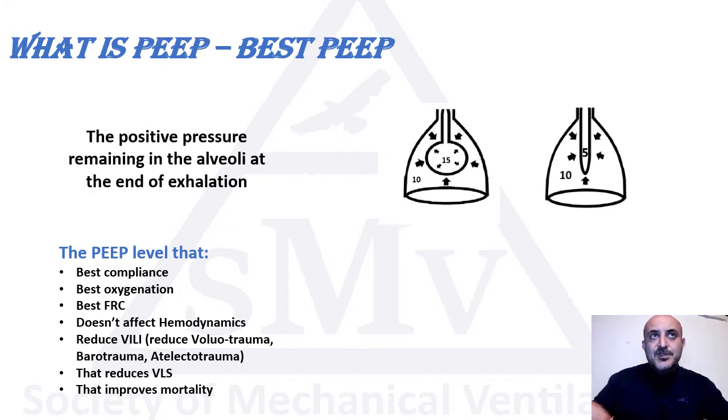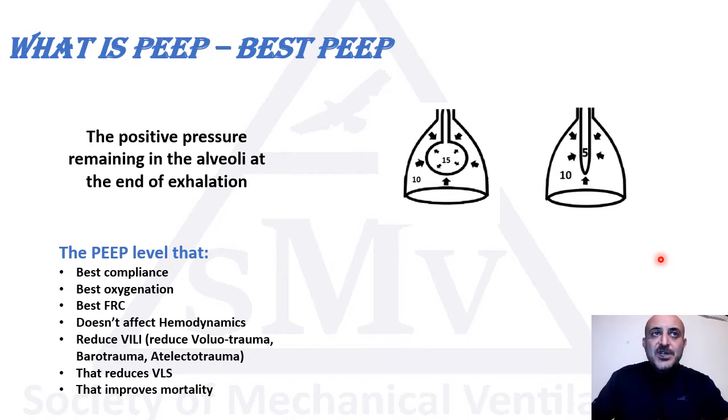PEEP is the positive airway pressure remaining in the alveoli at the end of exhalation. If you look at this slide, you have a PEEP of 15 and the pleural pressure outside of the alveoli is 10, so the alveolus is open at the end of exhalation. It's a stable alveolus. Versus the example on the right, where the PEEP is 5 and there are 10 centimeters of pressure from outside, so that alveolus will close at the end of exhalation and reopen again at the end of inhalation. And you don't want that to happen, recurrent opening and closing, because that causes ventilator-induced lung injury.